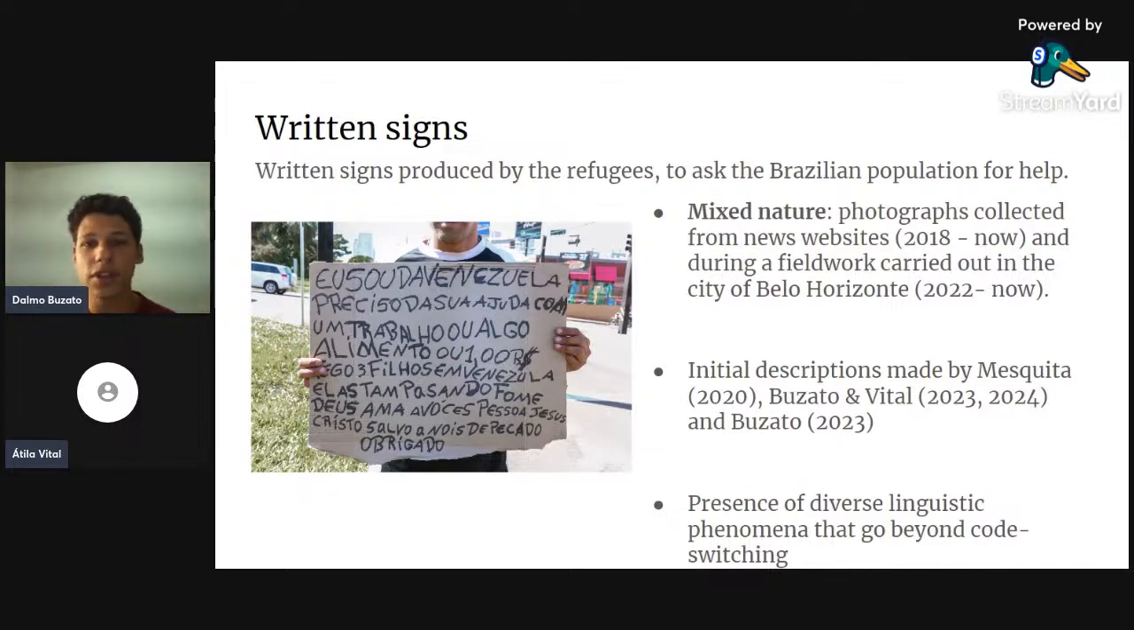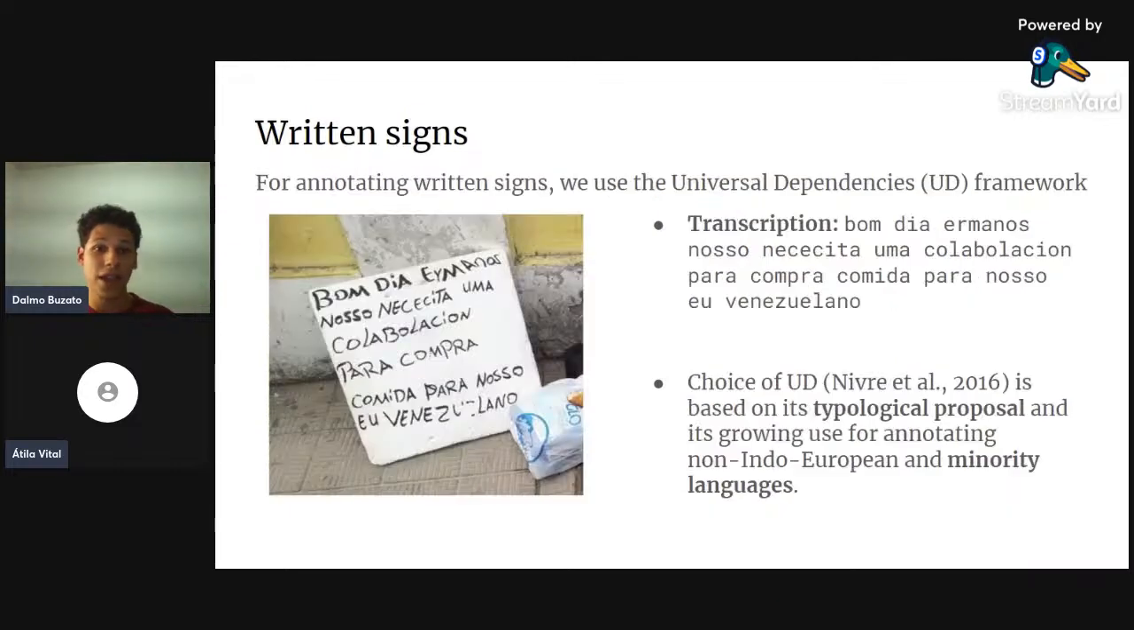Some initial studies about it were made by Mesquita and also by us in three different papers. And in this corpus, in this data, we can see the presence of diverse linguistic phenomena that go beyond code switching, and we can hypothesize about the emergence of a mixed or a new language in this ecology, in this contact context.